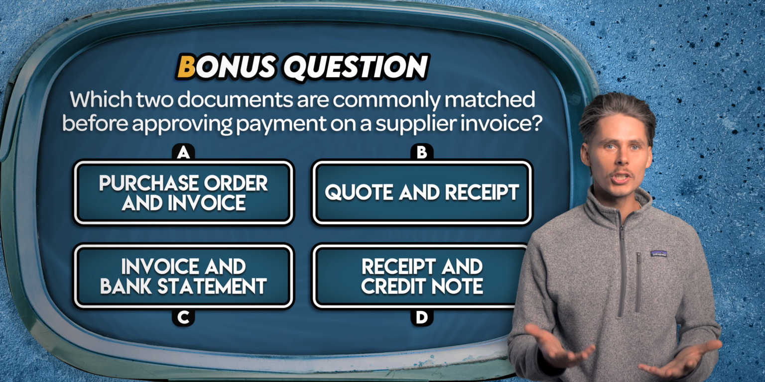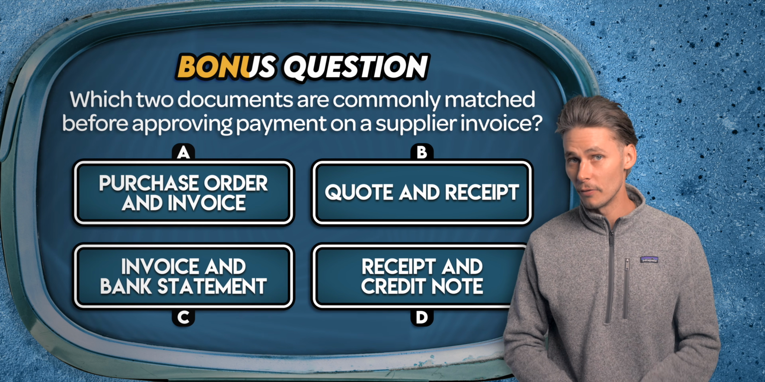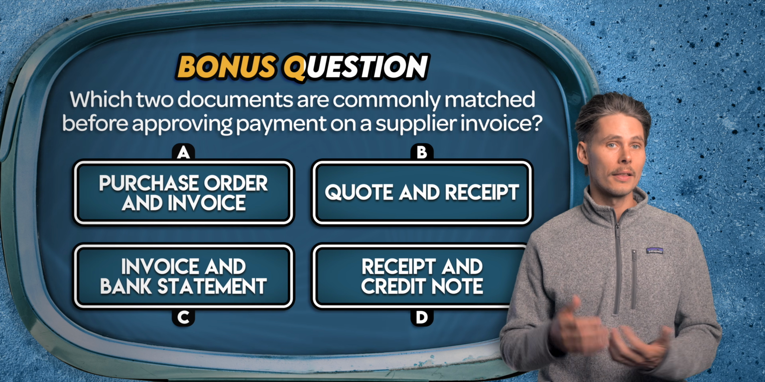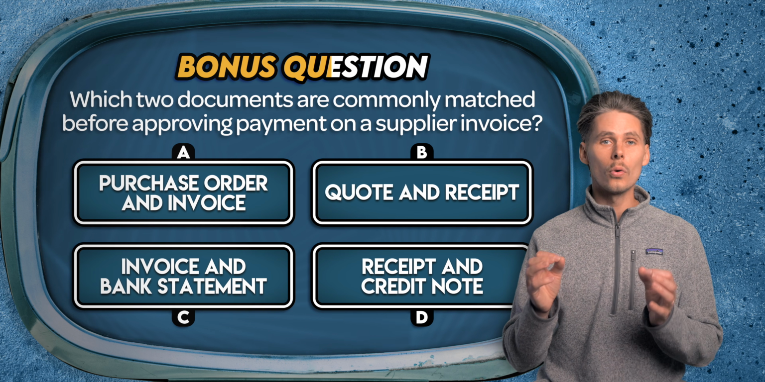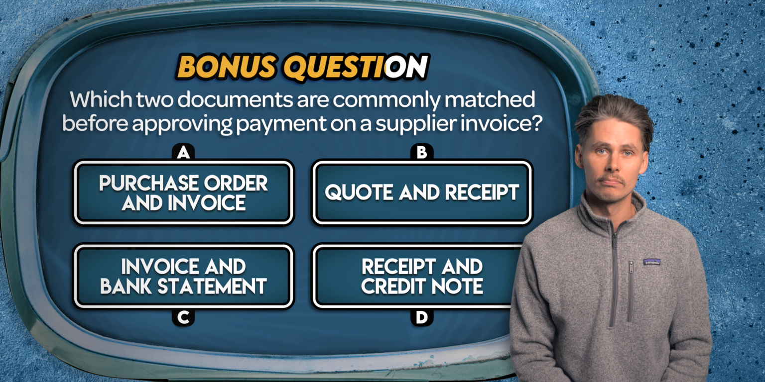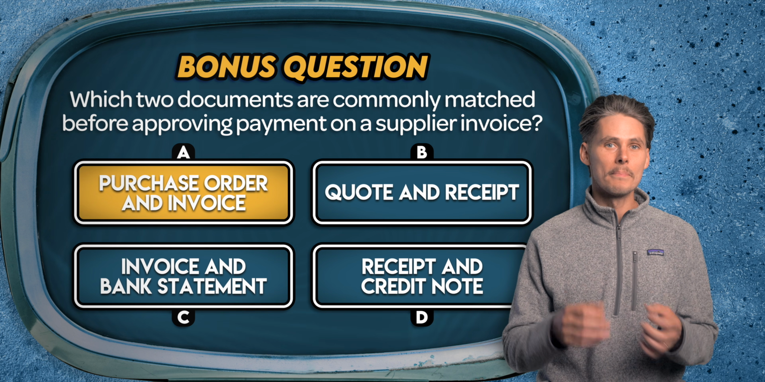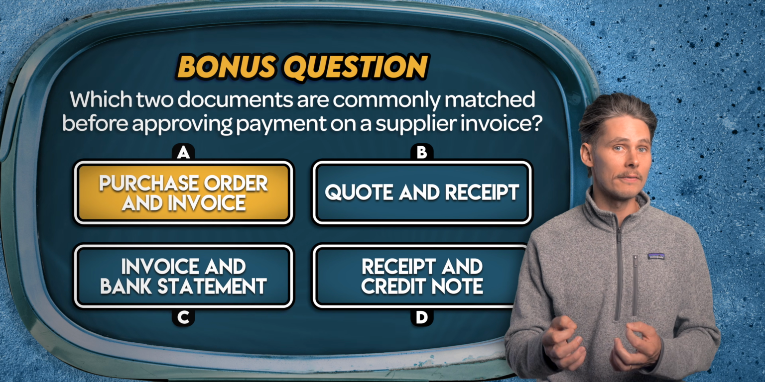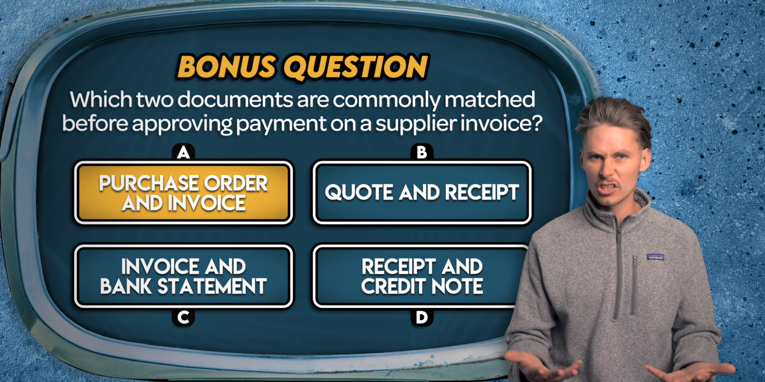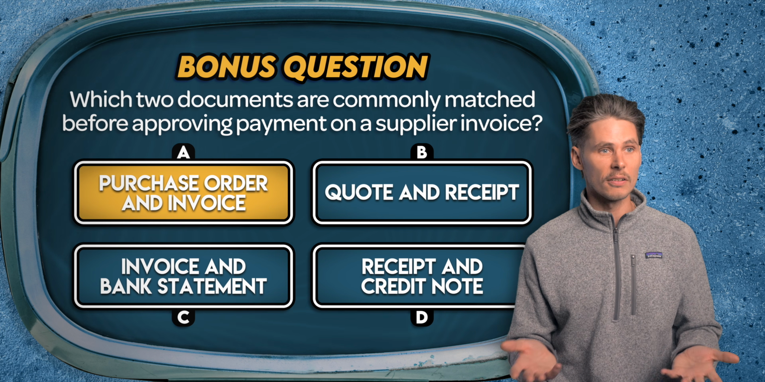Bonus question. Which two documents are commonly matched before approving a payment on a supplier invoice? Is it the purchase order and invoice, the quote and receipt, the invoice and bank statement, or the receipt and credit note? It's A. Matching the purchase order to the supplier's invoice confirms that the business is only paying for goods or services that it actually ordered. This is an important control that helps prevent overpayments and fraud.